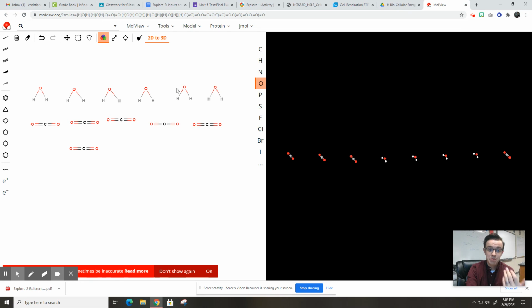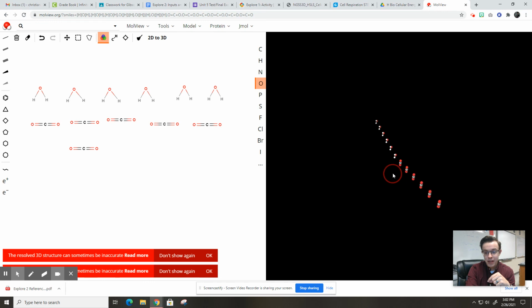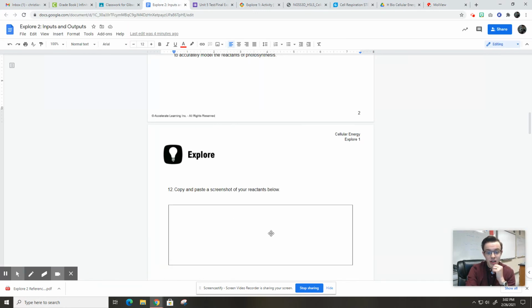So what you're going to do is you're going to build these when it asks you to build them. You're going to build however many you need from the balanced chemical equation. So like we needed 6 of each of these. You're going to click 2D to 3D, and it's going to generate a 3D model of the reactants and products that you're making. So here you can see the 6 molecules of water, 6 molecules of carbon dioxide, and then you're going to screenshot this and copy and paste your screenshot where it asks you to into these boxes, okay?